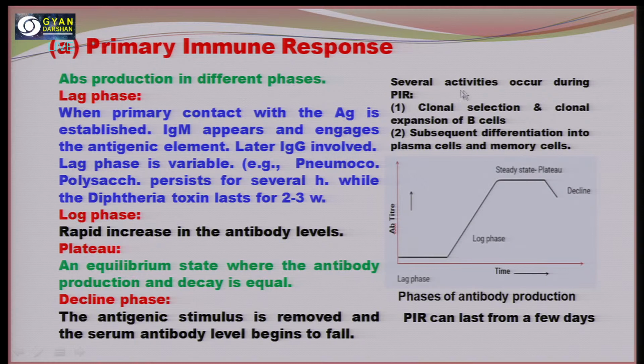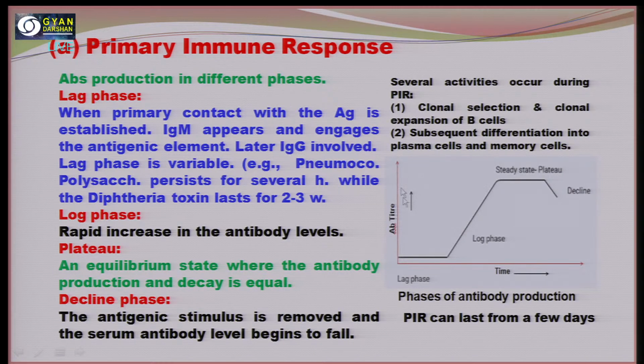You can see that several activities occur during the primary immune response: clonal selection and clonal expansion of the B cells, and subsequent differentiation into plasma cells and memory cells. So several steps occur during the primary immune response. The antibody production is divided into four phases: first the lag phase, then the log phase, plateau phase, and decline phase.